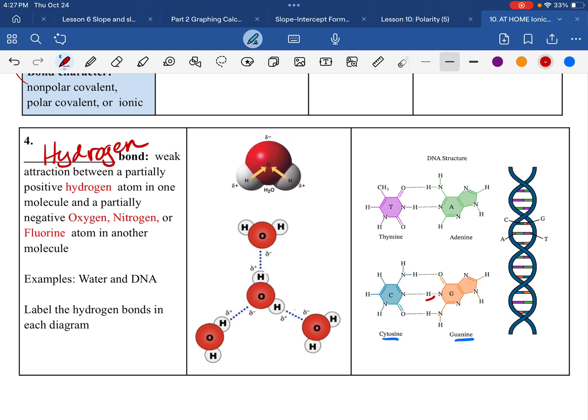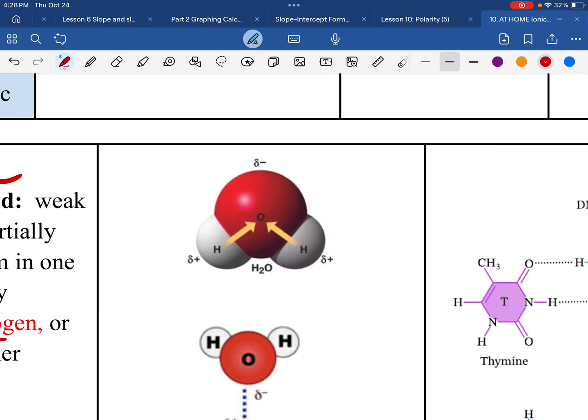A hydrogen bond is a weak attraction between a partially positive hydrogen atom in one molecule and a partially negative oxygen, nitrogen, or fluorine atom of another. So we're going to look at two examples, water and DNA. So here's water, and if we zoom in on a single water molecule, water, as you have identified above, is a polar covalent molecule.